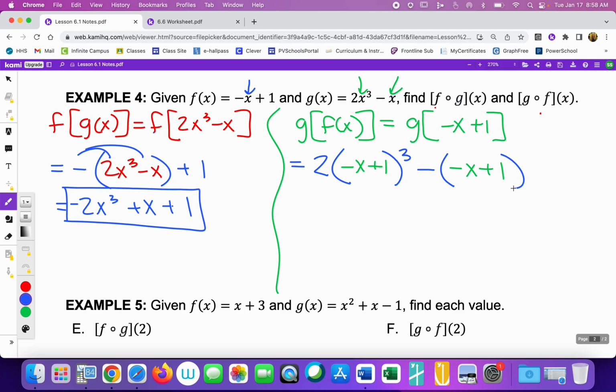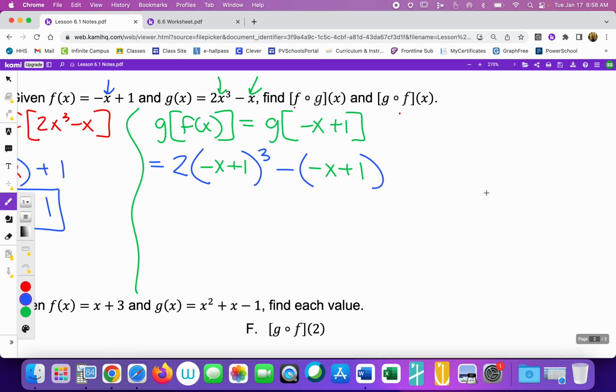Now, a binomial cubed is going to take a minute. I'm actually going to do it off to the side. Okay. Negative x plus 1 cubed means 3 of those binomials. It means negative x plus 1 times negative x plus 1 times negative x plus 1. So if this comes up, you will have to distribute these. Now you can't do them all at once, so you would pick 2 to FOIL. And it doesn't matter which 2, they're all the same anyway.